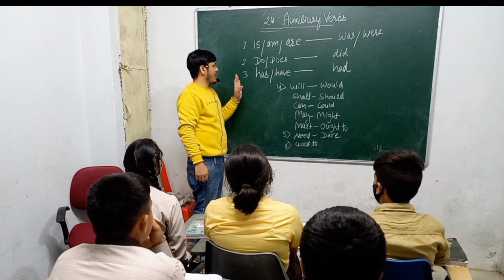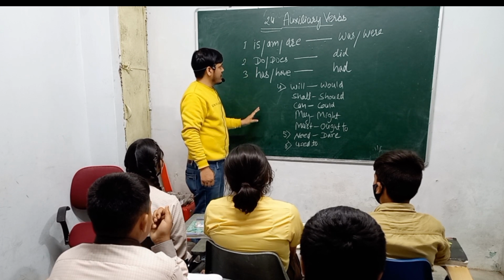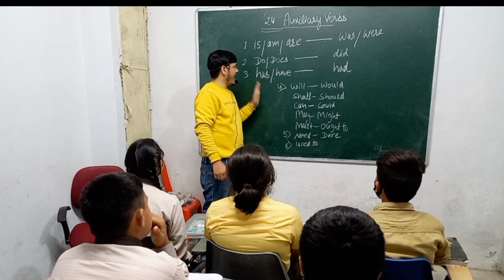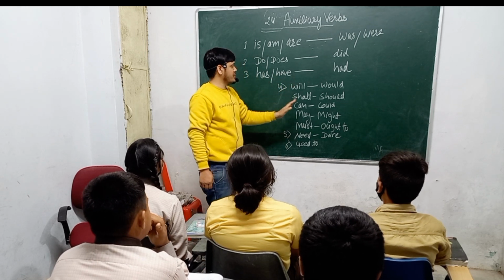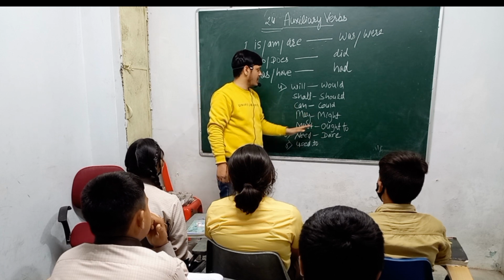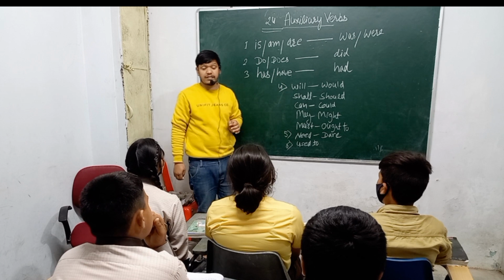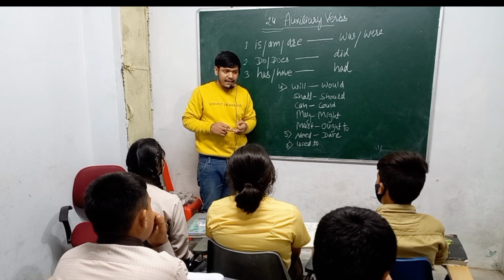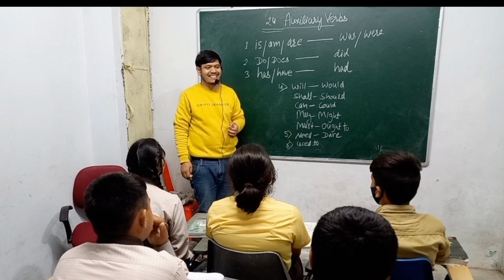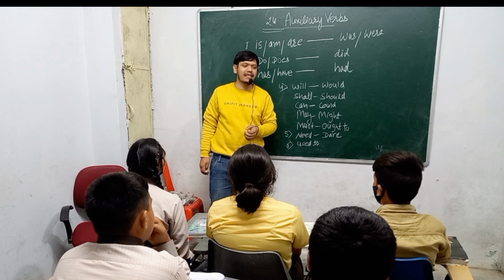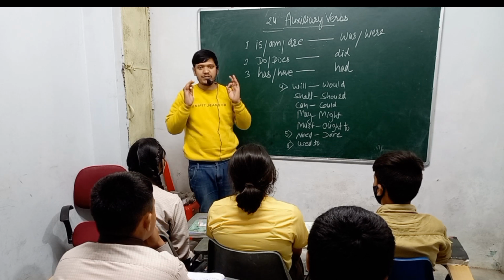So for example, there are 24 auxiliary verbs. What are they? Is, am, are, was, were, do, does, did, has, have, had, will, would, shall, should, can, could, may, might, must, ought to, need, dare, used to. There are 24 auxiliary verbs.